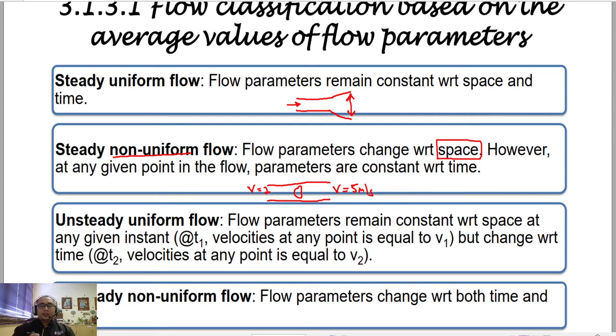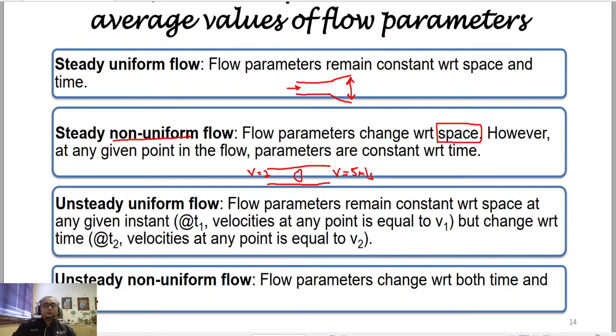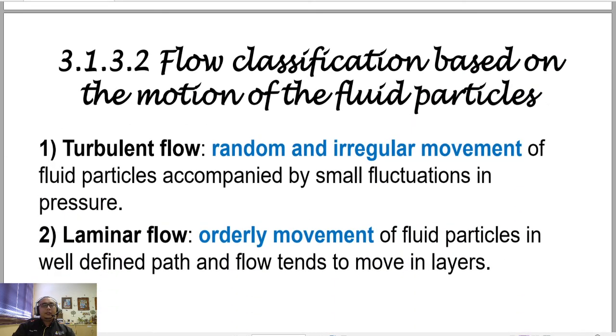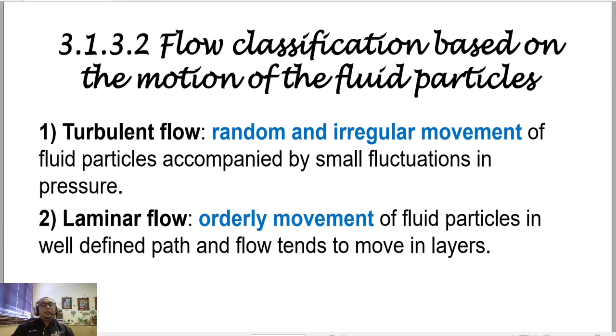So, saya ulang balik, kalau uniform, it's related to the space. Kalau steady ni, it's related to the time. Alright? Kemudian, kita boleh kelaskan juga kita punya flow kepada based on the motion of the fluid particles. Sama ada kita punya flow adalah turbulent ataupun laminar flow. Okey, turbulent ni senang faham, dia adalah flow bergelora. For example, ombak. Okey, ombak tu adalah example of turbulent flow.